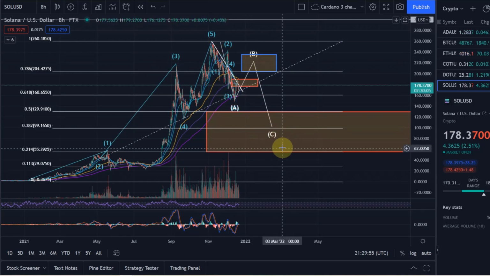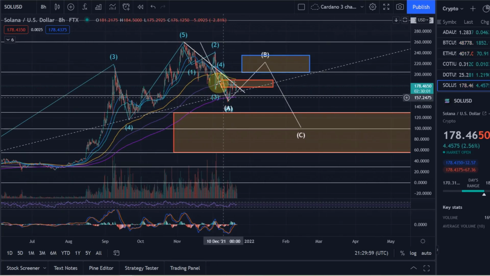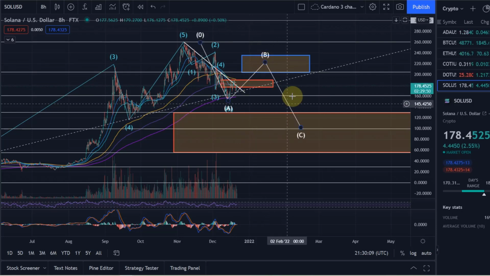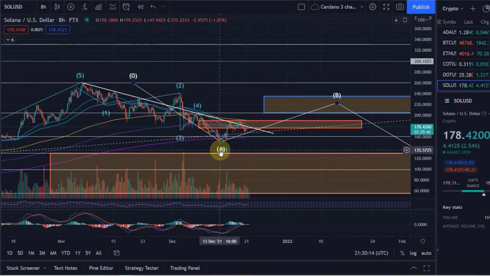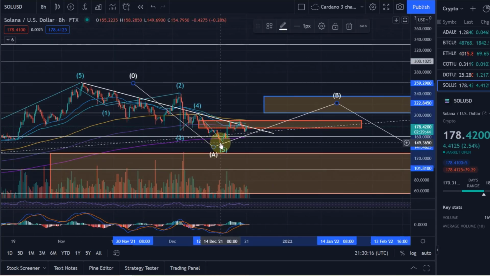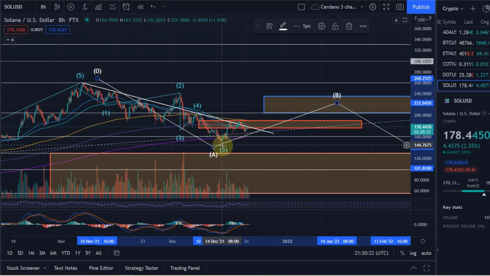That ABC consists again of subwaves, and a wave A that we see here consists of 5 waves again, 1, 2, 3, 4, 5. Then the wave B consists of 3 waves, ABC, and the wave C consists of 1, 2, 3, 4, 5 again. And it could be that we've now seen the completion of that wave A. So the wave A here, which was the low at just below $150, could be complete now with that wave 5 down here.